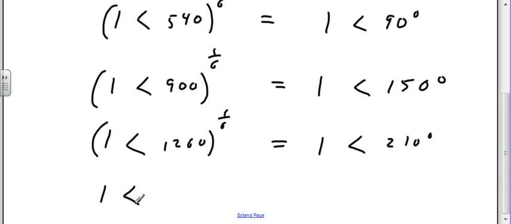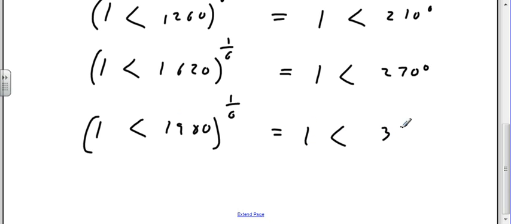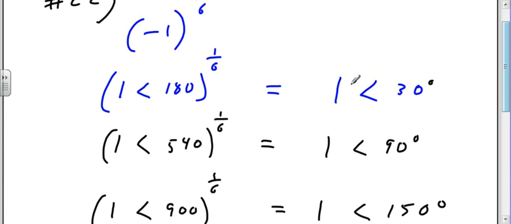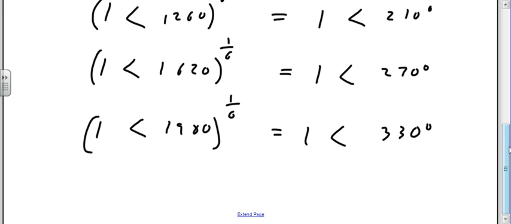And then I'm going to go 1 angle, wow, it does work, plus 360. And I'm going to have 1620 to the 1/6. And that's going to be 1 angle 270. And then 1 angle plus another 360, 1980 to the 1/6, and I'm going to get 1 angle 330. At that point, I'm all the way around the unit circle. My next answer is going to be 1 angle 30, so I'm done. I got 1, 2, 3, 4, 5, 6 answers, and all of those are the 6th root of minus 1.